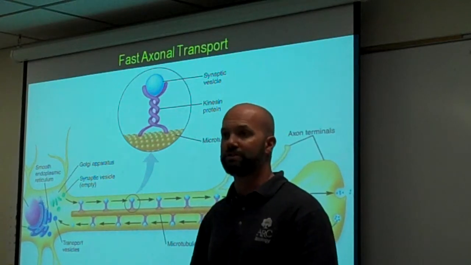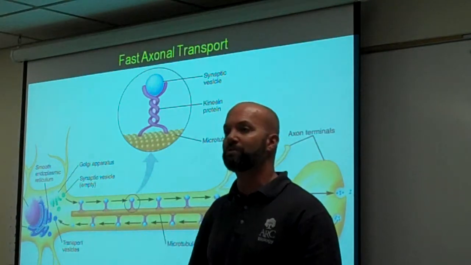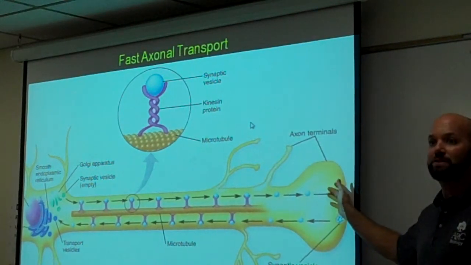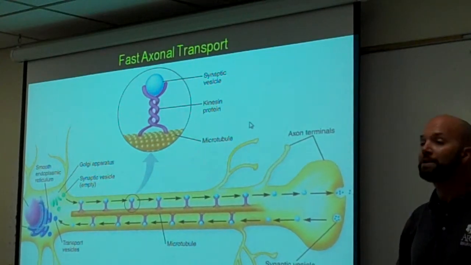But if those proteins are neurotransmitters, you don't need them in the cell body. You need them to go somewhere else. All the way down to the very end of the axon, to the axon terminals, where they can be stored. So how do you get them there?